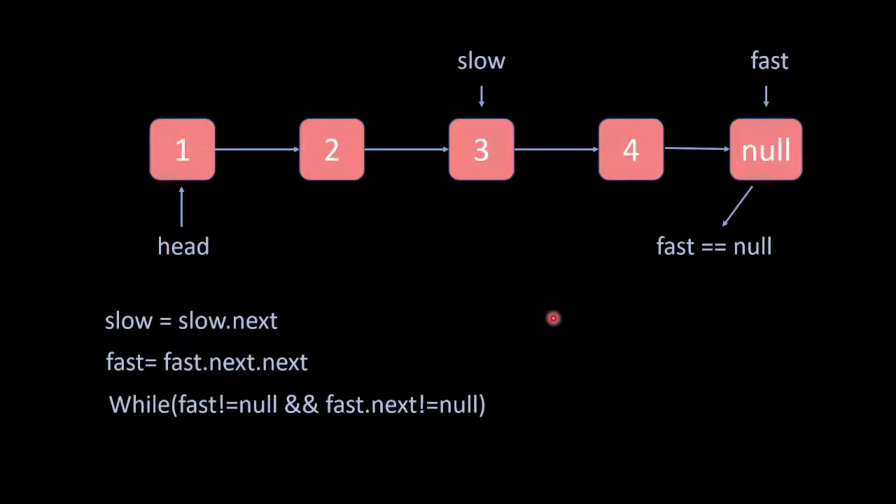Because if a cycle is present in a linked list, you will detect it in the while loop: if the fast and slow pointers are pointing to the same node, then you return that the cycle is present in the linked list. But if the while loop terminates, it means you iterated fully over the linked list and did not find the fast and slow pointers pointing to the same node, then you have to return that a cycle is not present in the linked list.